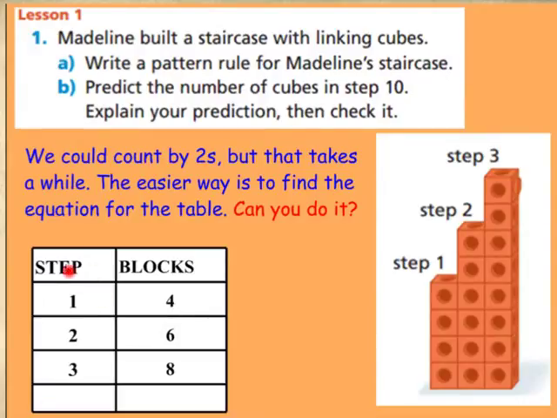What that means is, what are we doing to this number to turn it into this number? So 1 times 4 is 4, so let's see if that works here. 2 times 4 is 6. Nope, that doesn't work.